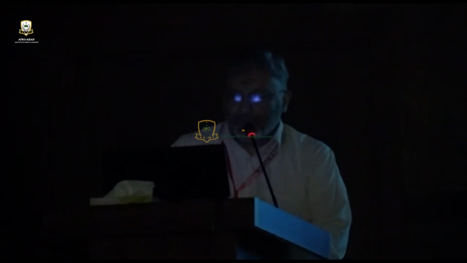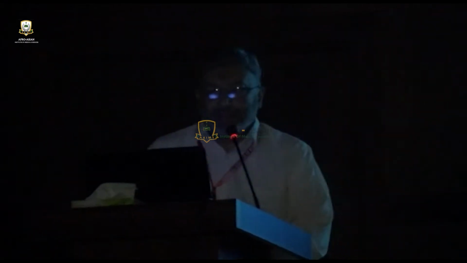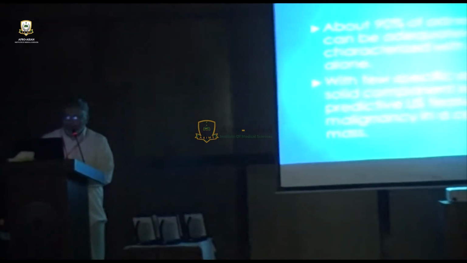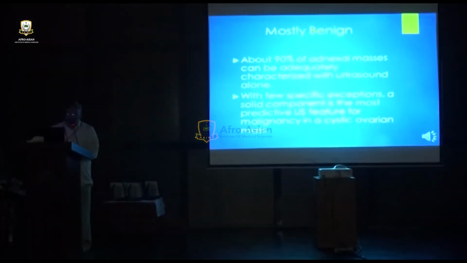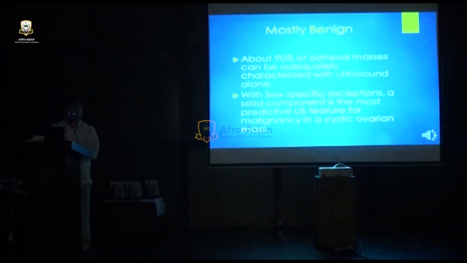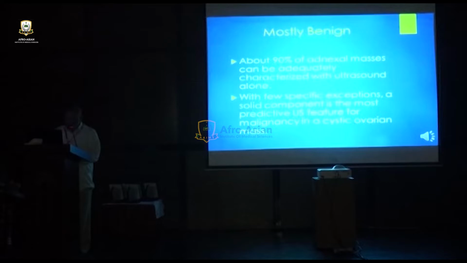Adnexa of the uterus or uterine appendages are the structures most closely related structurally to it, such as fallopian tubes, ovaries, and uterine ligaments. Most of the adnexal lesions are benign. About 90% of the adnexal masses can be adequately characterized with ultrasound alone. With few specific exceptions, a solid component is the most predictive ultrasound feature of malignancy in a cystic ovarian mass.